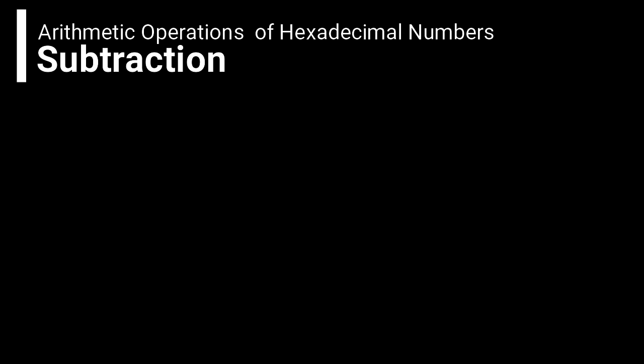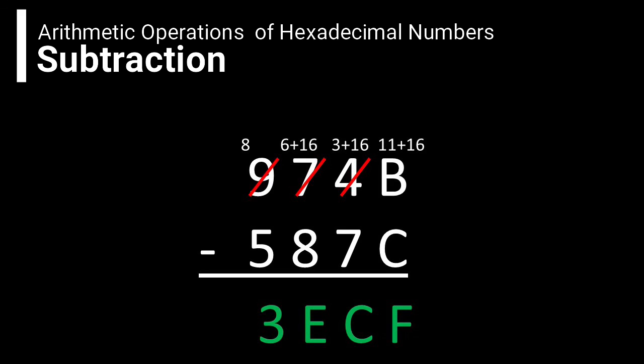Hexadecimal values can be subtracted utilizing complement techniques or simply as decimal subtraction. The digit borrowed from the immediate higher position is counted as 16 under the rule of basic hexadecimal subtraction. For example, we have 974B minus 587C. B is equivalent to 11, then C is equivalent to 12.